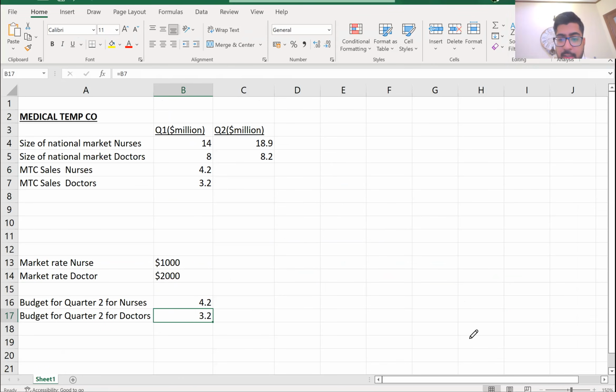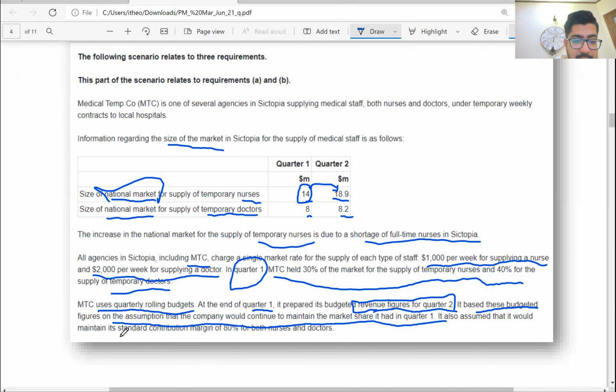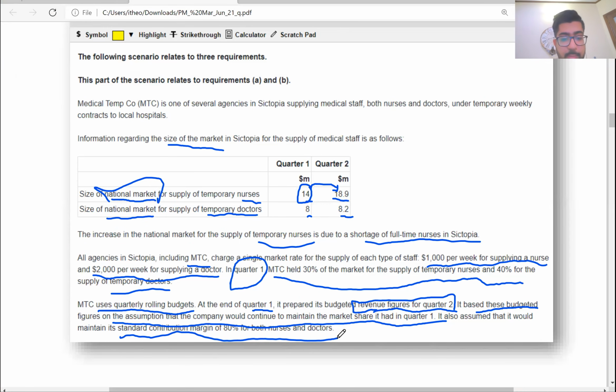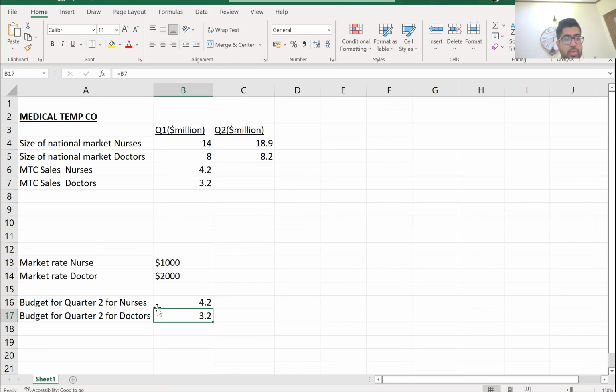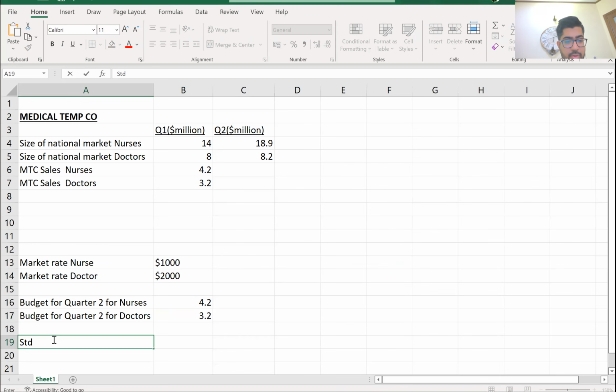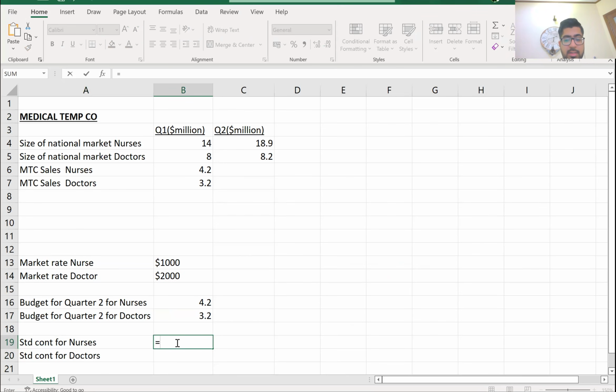doctors. It also assumed that it would maintain its standard contribution margin of 80% for both nurses and doctors. So standard contribution margin will be 80% for both nurses and doctors. So standard contribution for nurses and standard contribution for doctors, it's gonna be 80%. So contribution is on price, right?